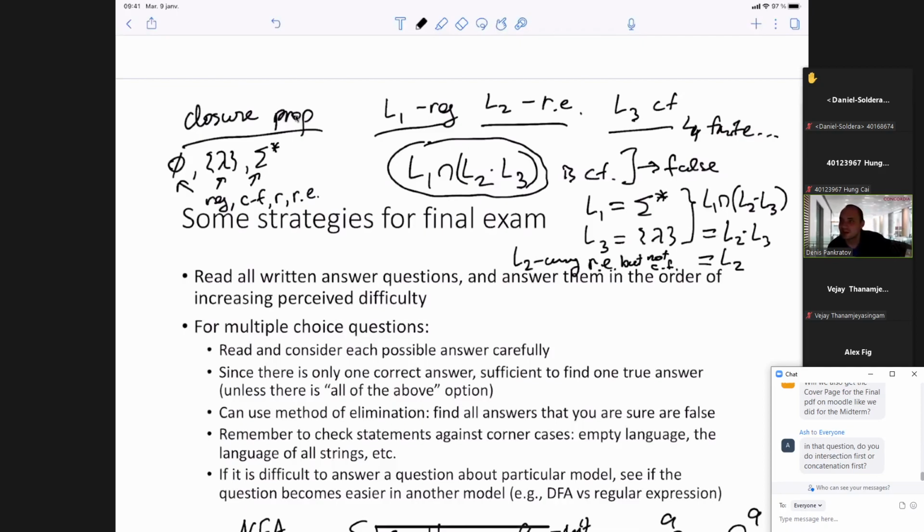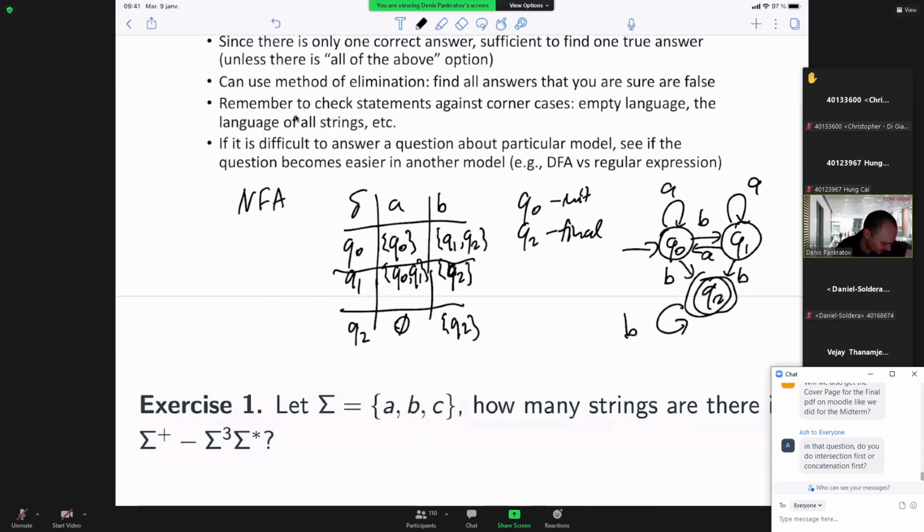Okay, I see Daniel has a question. Please go ahead, ask the question. Oh, no, I already asked it before. Oh, okay, it's from before. All right. Are all finite languages regular? Yes, they are regular because you can write an NFA for them.